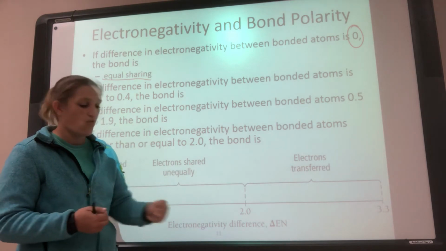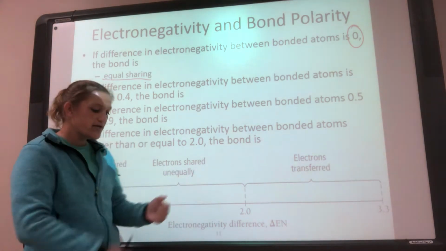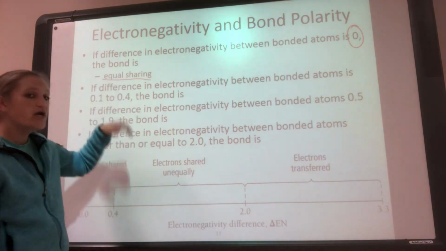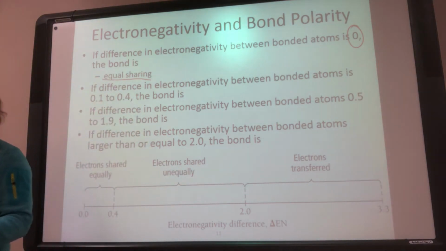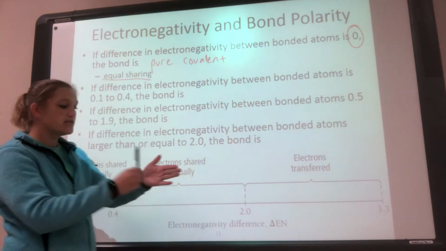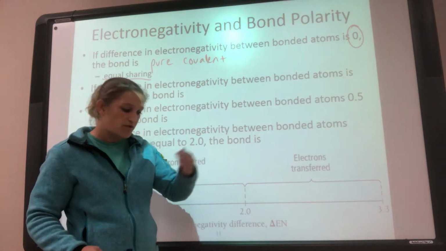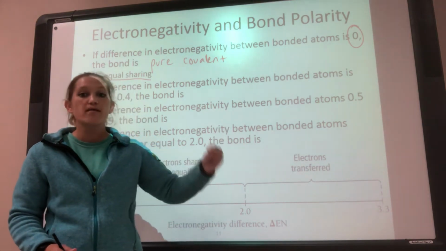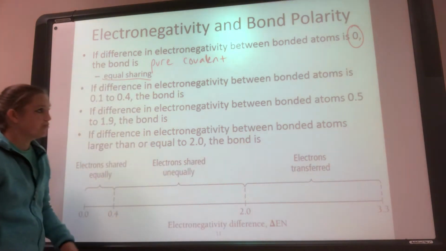So think about tug of war. I'm pulling, they're pulling, so does anything move? No, we have equal sharing. So whenever it's the exact same, we're going to call that a pure covalent bond. Because when it's a pure covalent bond, those electrons are right in the middle between me and the other atom. So pure covalent, we're right in the middle between the two.